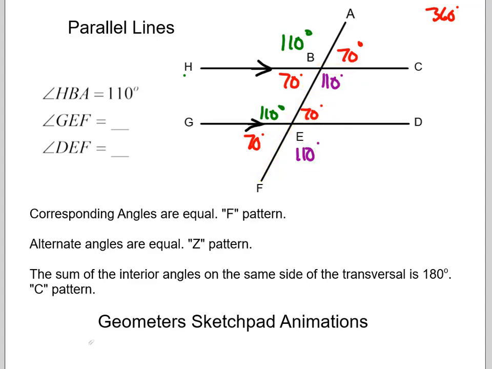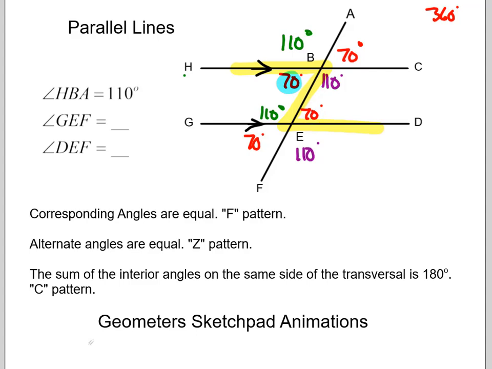Okay, now we also have alternate angles, which is a Z pattern. So that is a Z pattern like this. Okay, and I think of it like the armpits of the Z. So this armpit and this armpit will be the same. Okay, and that's another pattern we can take advantage of.